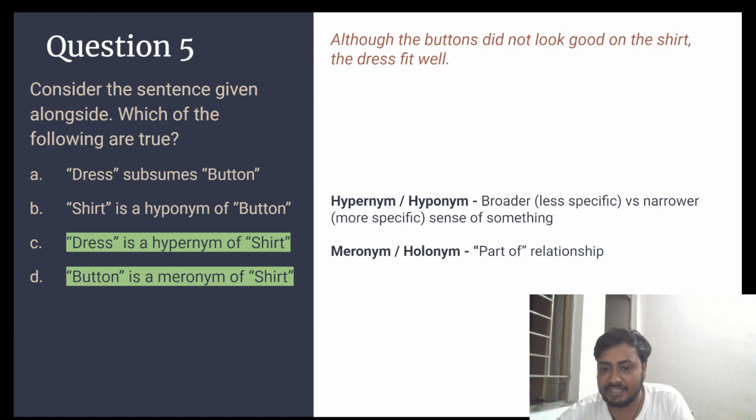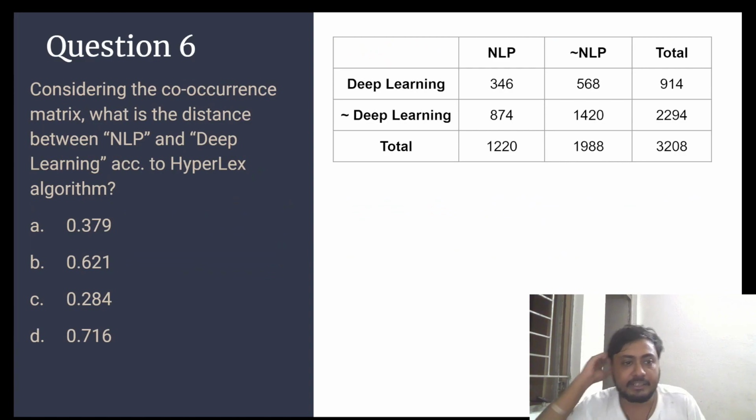So that has some physical attribute to it, right? But hypernym and hyponym is about concept, so there is no physical connection between them. Like the button is a part of the shirt, but definitely shirt is not a part of dress. Shirt is a type of dress. So that is the slight difference between these hypernym and hyponym concepts versus meronym and holonym concepts. Okay, fine. Let's look at the next question.